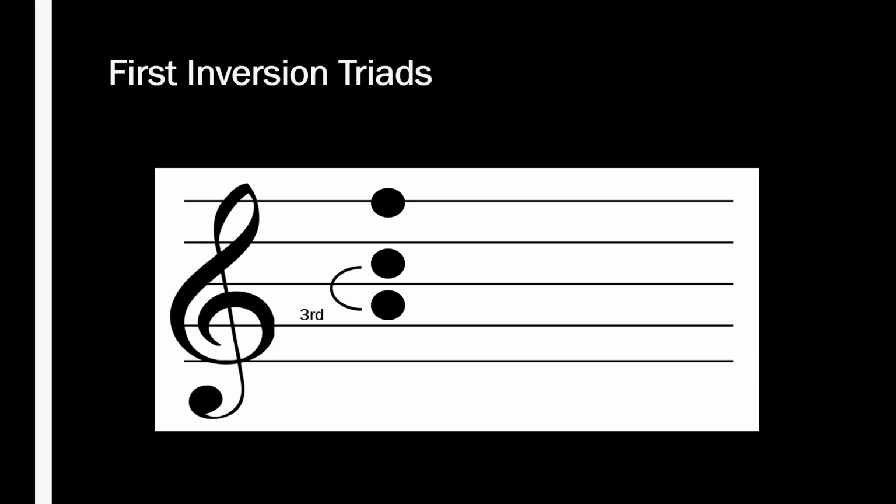If we look at the F major again, now we have an A in the bass, a third above A is C, and a sixth above A is F. We have the same notes in quality, but now the note in the bass is an A.